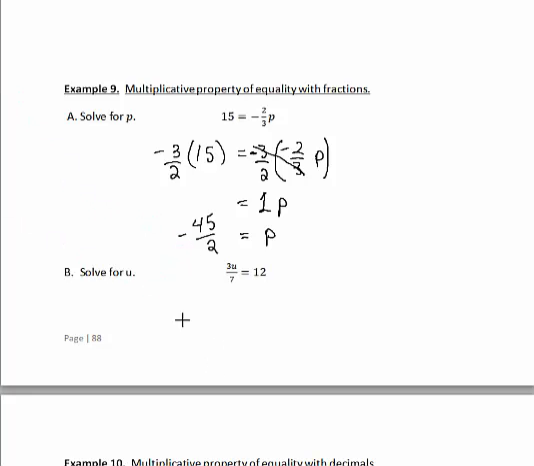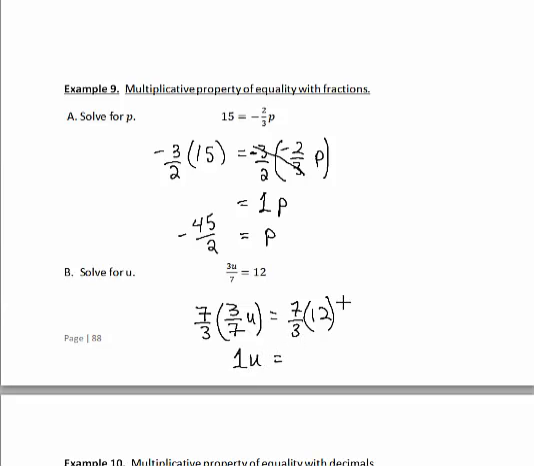Example 9b. I will solve this only using one method. I will use the multiplicative inverse method. And so I look at this as a 3/7 times u. I want to get rid of the 3/7, so I multiply by the multiplicative inverse, 7/3. That will cause me to get a 1 in front of my u on the left.